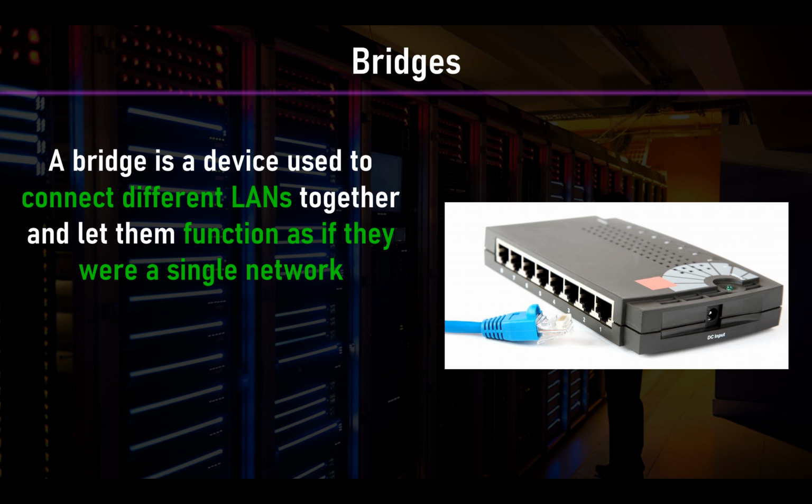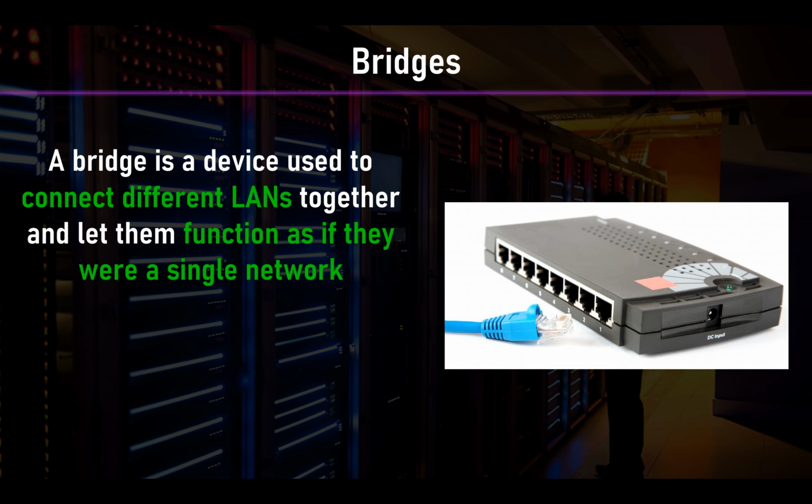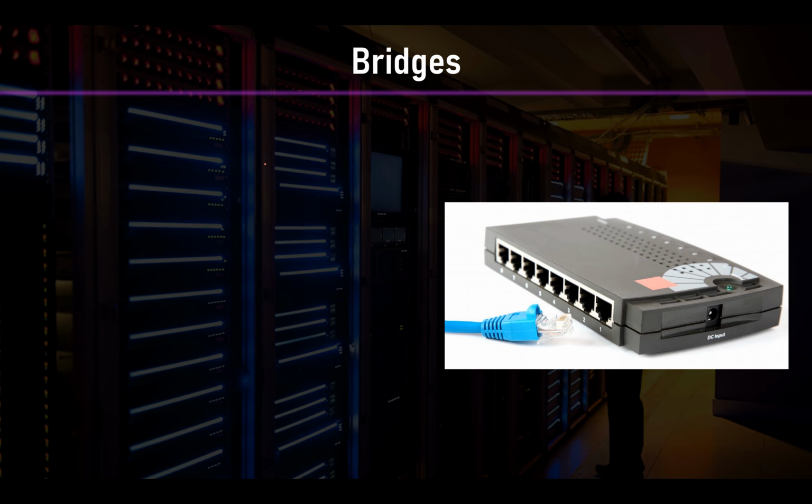Alright then, if we look at a bridge, a bridge is a device used to connect different LANs together and let them function as if they are a single network. Again, we're going to have an RJ45 connector on a twisted pair cable from a switch or hub that's going to connect to the ports. So let's say this is our LAN 1, and let's do another one here, let's call it LAN 2.